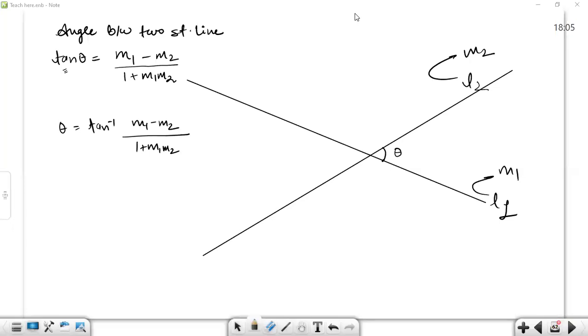As we are discussing these two slopes, consider that m1 is greater than m2, otherwise we can just take its modulus. So it will give us the angle between two straight lines. It is the same case with tangents, because tangents are also straight lines, where one tangent's slope is m2 and another one's is m1. So we can find the angle between those two using the same formula, right?